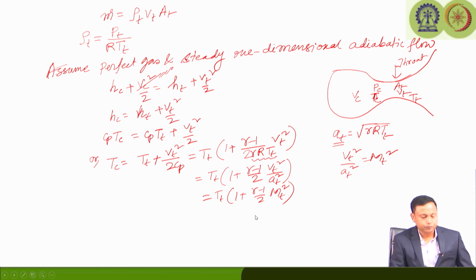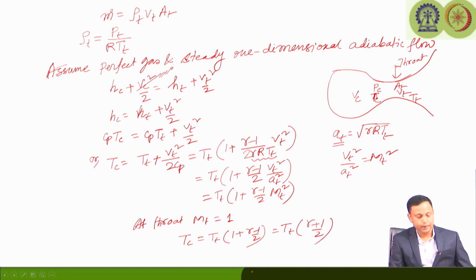Now, if you recall, we assumed the value of the Mach number at the throat is 1. So, at the throat we have considered the Mach number equal to 1. This equation will become T c equal to T t into 1 plus gamma minus 1 by 2, which will eventually become T t into gamma plus 1 by 2. This is one important equation.